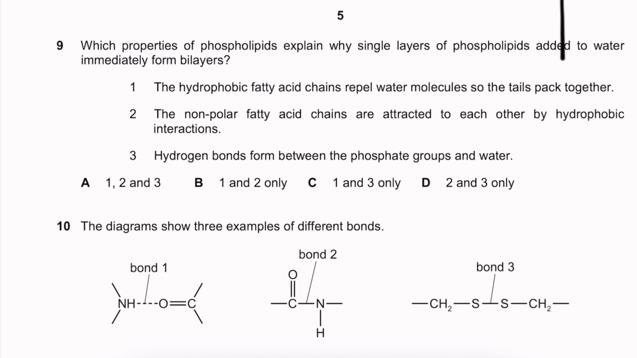Which properties of phospholipids explain why single layers of phospholipids added to water immediately form bilayers? So the reason they immediately form a bilayer is because of the hydrophilic and hydrophobic properties of the fatty acid chains and the phosphate heads. So the hydrophobic fatty acid chains repel water molecules, so the tails pack together. That is correct. The non-polar fatty acid chains are attracted to each other by hydrophobic interactions. Hydrogen bonds form between the phosphate groups and the water. 1, 2, and 3 is correct.